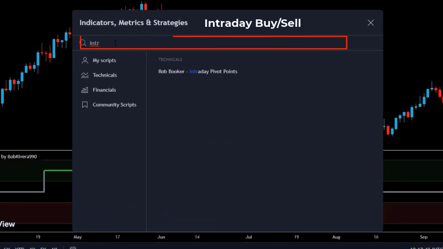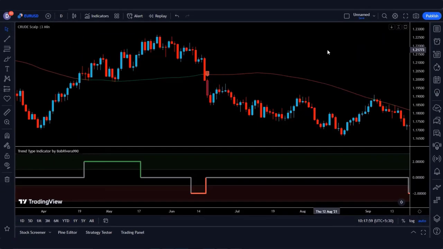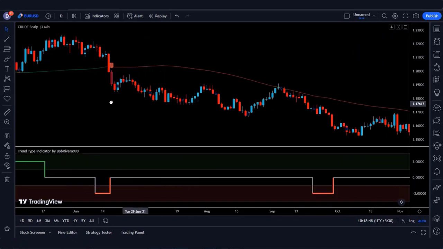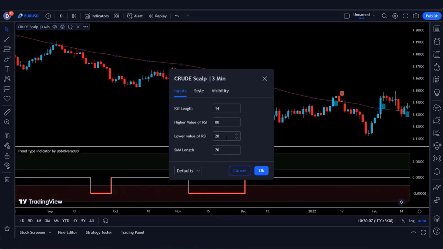Now, let's get back to the Indicators tab and apply our second indicator to the chart. In the search bar, we type Intraday buy, sell and add this indicator to our chart. But if we want to use this indicator, we have to optimize it. So we open its settings and in the Inputs tab, we change the lower value of RSI option from 20 to 24. Then we change the estimate length option from 70 to 100.